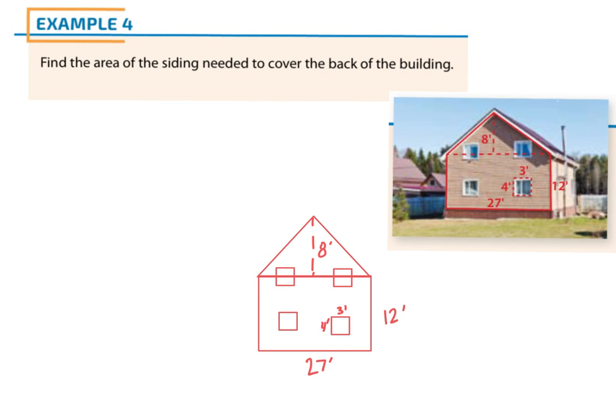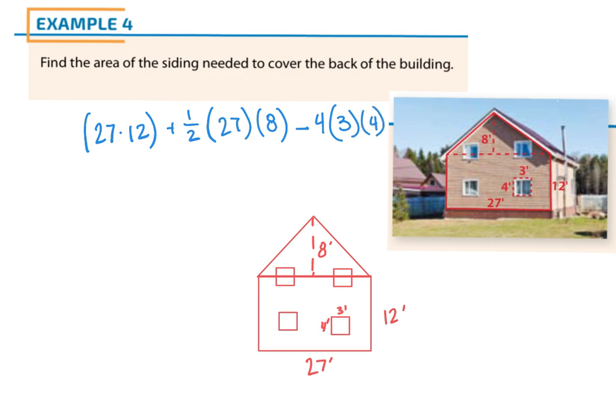So the first thing we're going to do is say, well, the rectangle, that area is going to be 27 times 12, right? We're going to add to it the triangle, which is 1/2. The base of the triangle should be the same as the base of the house, right? They're right on top of each other. So my base is 27 here. The height of my triangle is 8. That would be all of it. From that, we have to take out 4 windows. The windows are rectangles. So I'm going to subtract 4 of my rectangles that are 3 by 4.